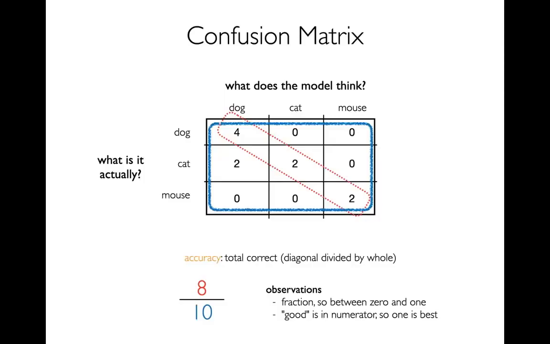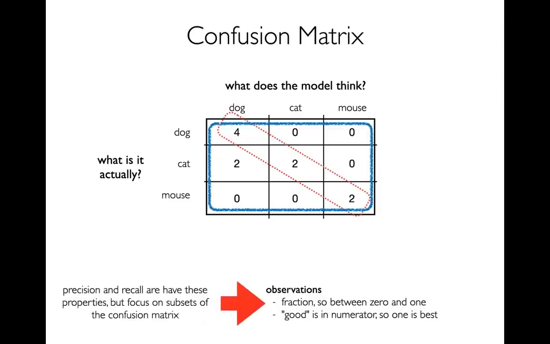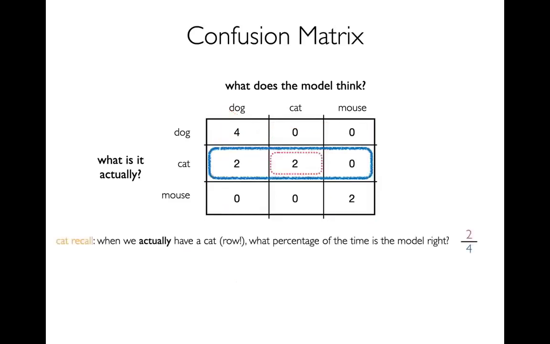Some observations here: this number is a fraction of a subset over a larger amount. It's always going to be between 0 and 1. And the good number is always in the numerator for accuracy, so 1 is the best possible number. Precision and recall have those same properties, but they're going to be on different subsets of the matrix. We aren't going to be taking the whole diagonal divided by the whole matrix.